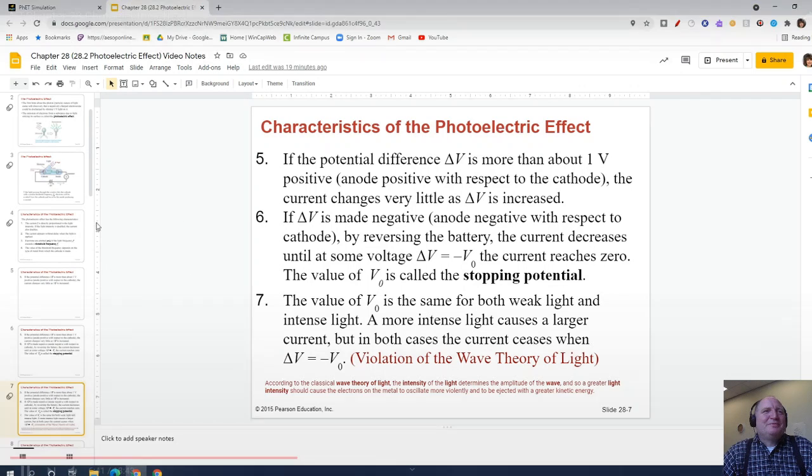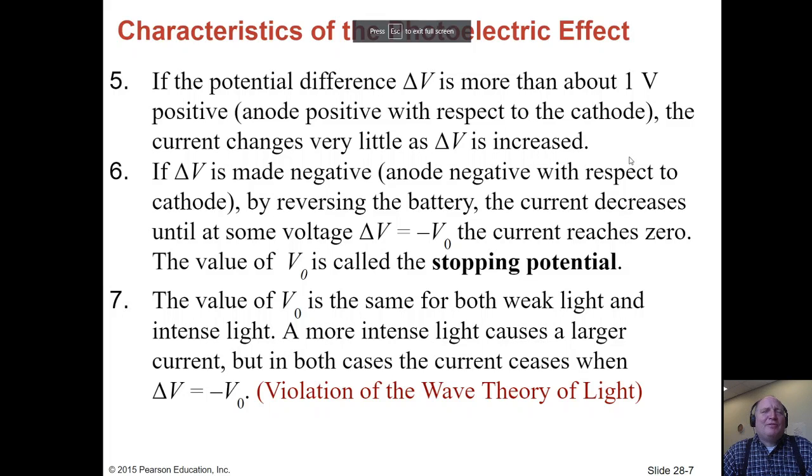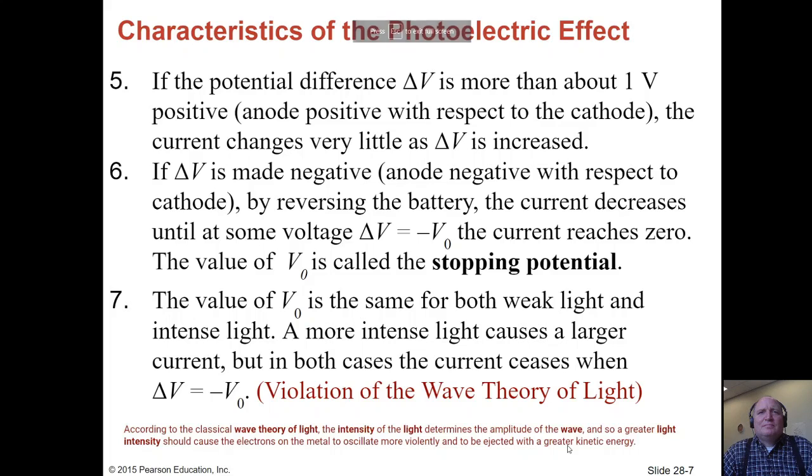Very cool. So she didn't really talk about number 5. We saw that if the potential difference is more than 1, increasing it doesn't change the current. We made delta V negative by reversing the battery, and the current decreases until at some voltage the current reaches 0. We're going to call that value V naught the stopping potential. And the value of V naught is the same for both weak light and intense light. A more intense light causes a larger current, but in both cases the current ceases when delta V is negative V naught.